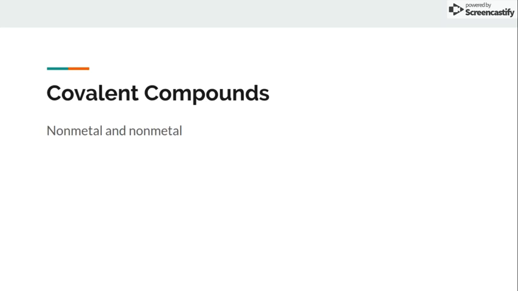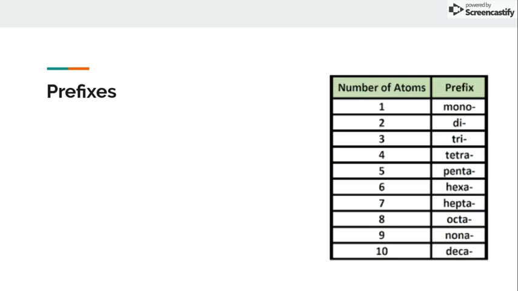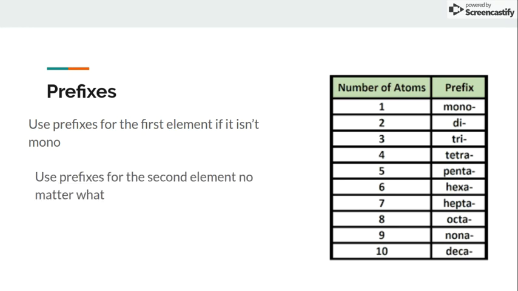Covalent compounds are usually formed between 2 nonmetals, and they're formed by sharing electrons, as you can see in the picture. When naming covalent compounds, you use prefixes for the first element if it's anything but mono, and then you use prefixes for the second element no matter what prefix it will be.